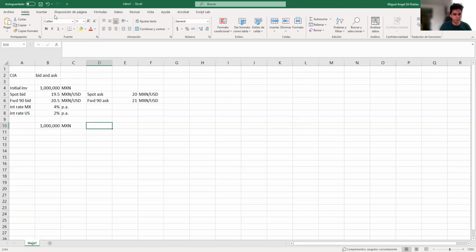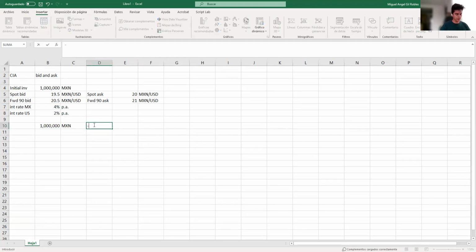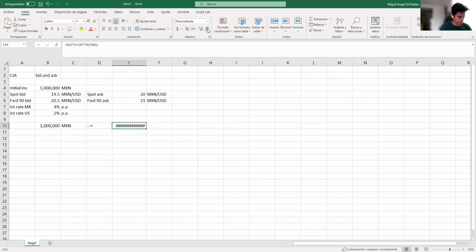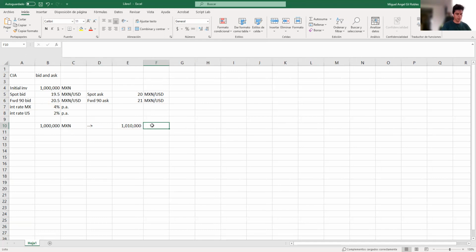The first thing that we need to do is to calculate the future value of the 1 million pesos in Mexico. So if I invest 1 million pesos in Mexico, I will have to use the formula that you might remember: 1 plus the interest rate of Mexico times the days, in this case 90 days, as you can see from the forward, over 360. And we will get this amount of money. This is pesos, okay? So we get 1,010,000 pesos after 90 days.